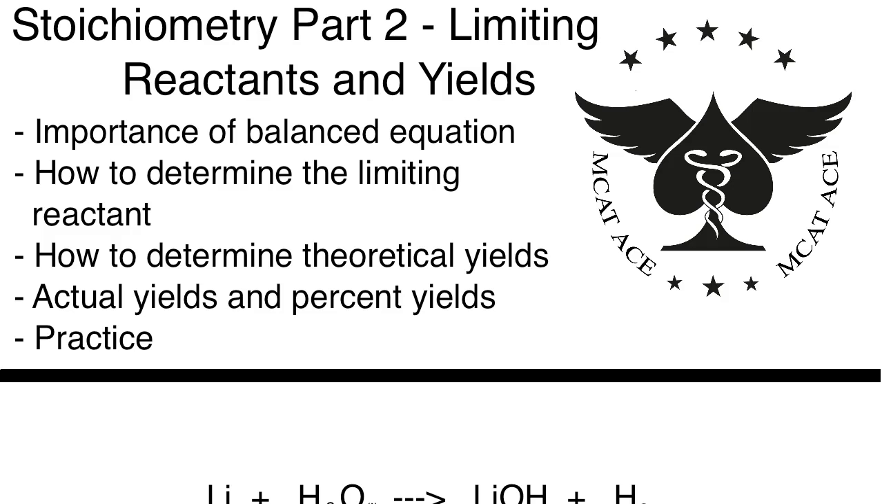Hello everybody, welcome to another MCAT ACE video for the General Chemistry series, and today we are tackling another stoichiometry part of the series, which is going to be part 2 involving limiting reactants and yields.